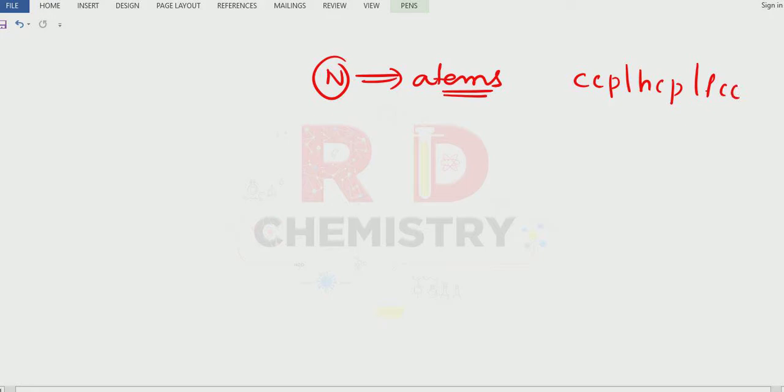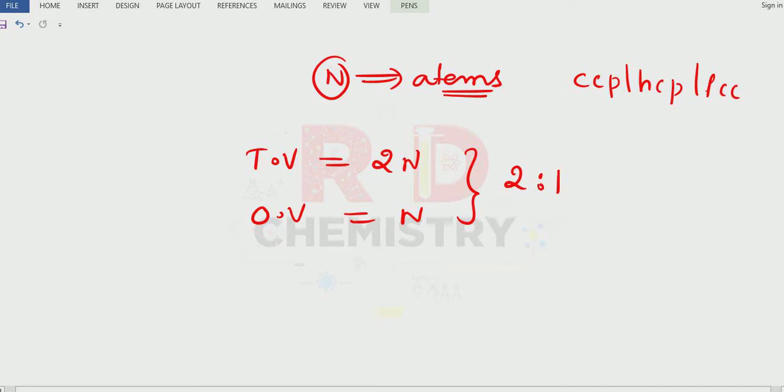Suppose n is the number of atoms which are involved in the close packing, maybe CCP, maybe HCP, or it can be FCC. Then how many tetrahedral voids are there? Tetrahedral voids are always double n. How many octahedral voids are there? Equal to n. So the ratio between tetrahedral and octahedral voids is 2 is to 1.